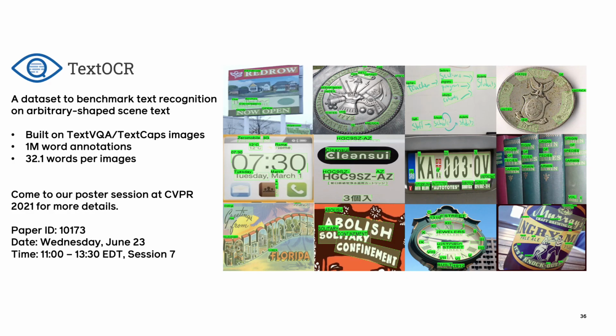While we are here, we also want to introduce the TextOCR dataset, which is the newest addition to the TextVQA and TextCaps ecosystem. TextOCR aims to benchmark text recognition on arbitrary shaped scene text. It's built on TextVQA and TextCaps images and contains 1 million word annotations, making it the largest scene text dataset available for OCR recognition. We hope that TextOCR will help bridge the gap between OCR systems and downstream applications like TextVQA and TextCaps.